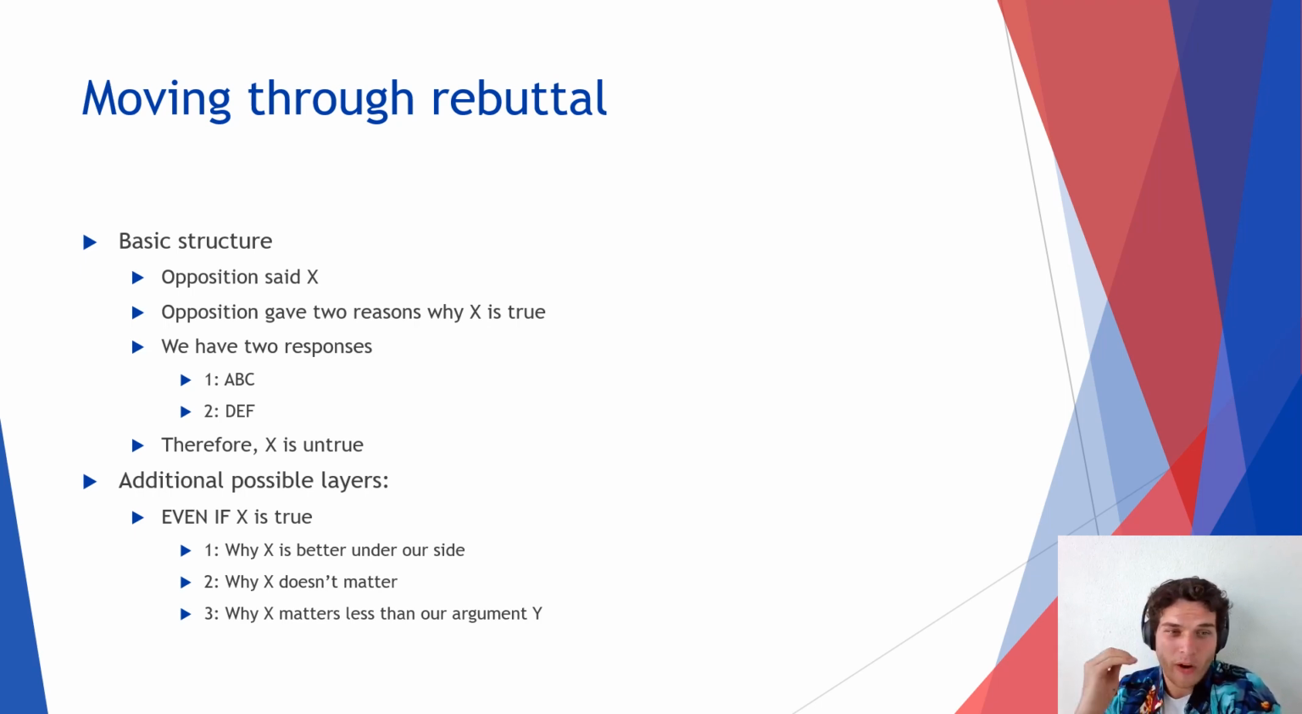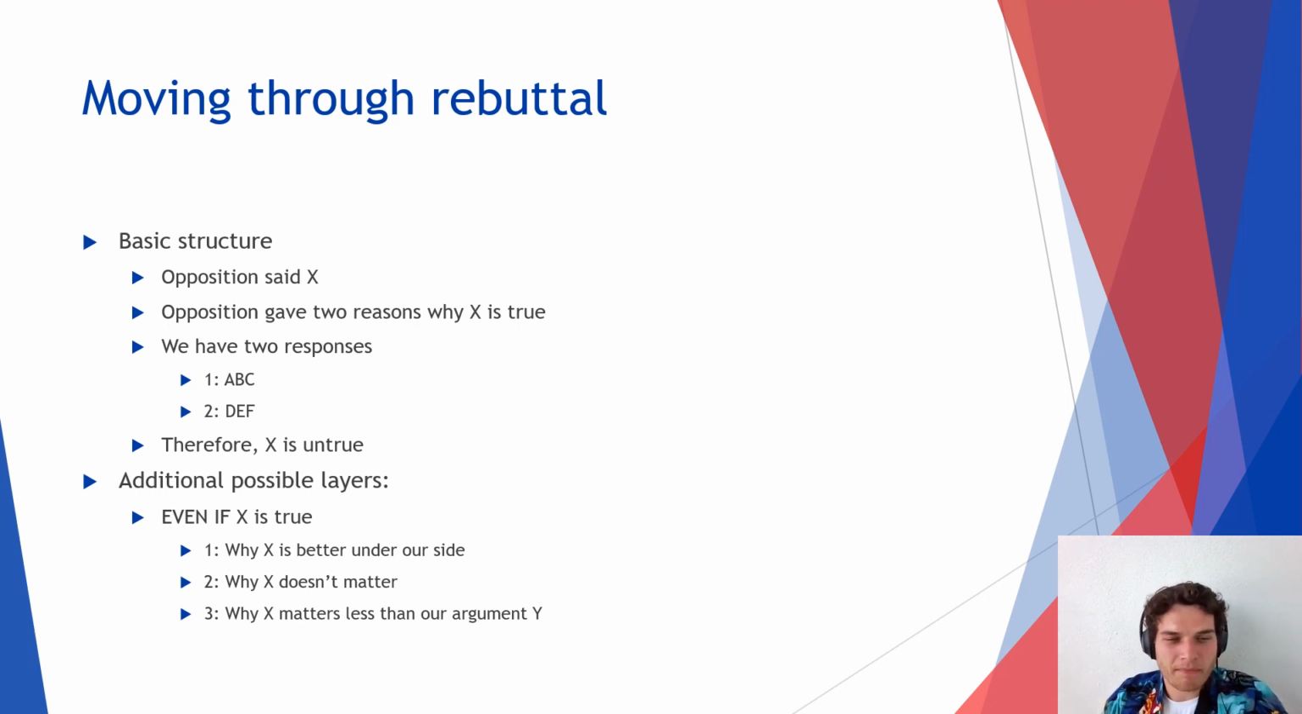It's just basically saying, what have they said, how have they said it, and what are your responses to the things they've said to show why it's wrong. And you conclude by saying, therefore, this is wrong. That's the simplest form of this structure. You might add additional layers, even if that argument is true. Why is X actually better under our side?